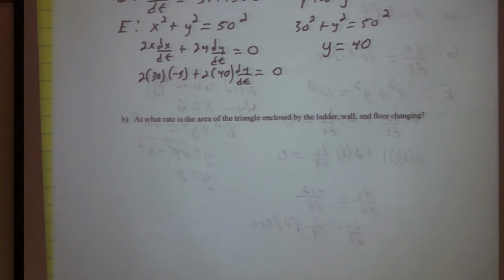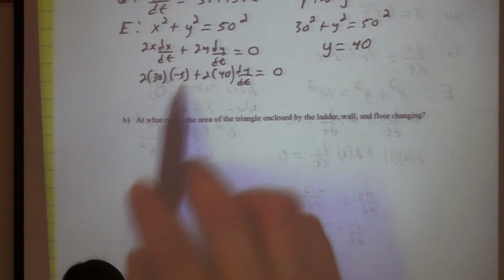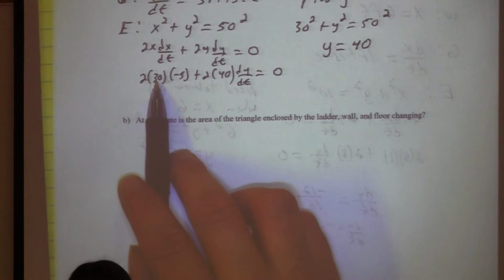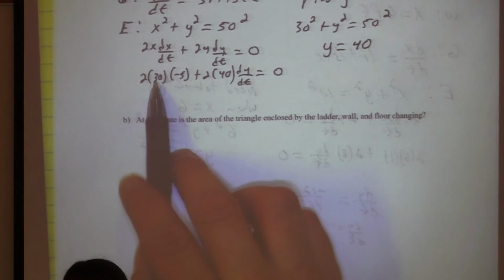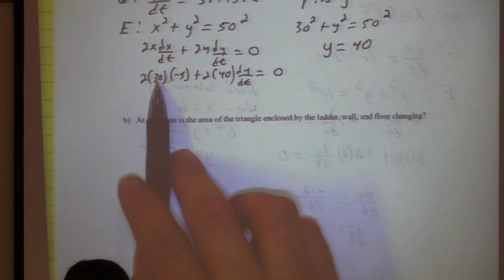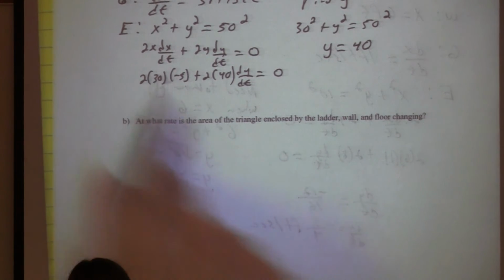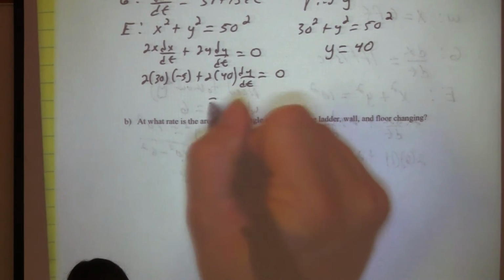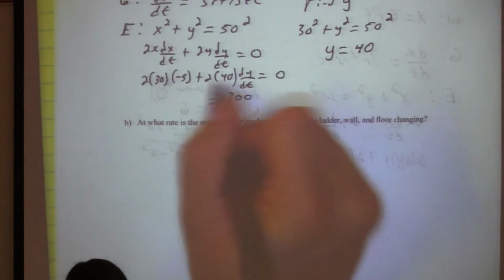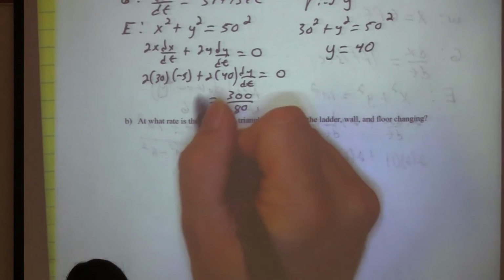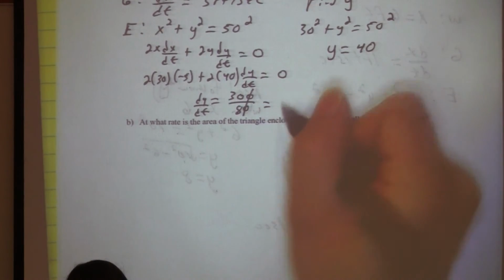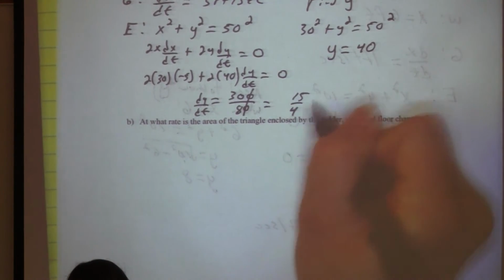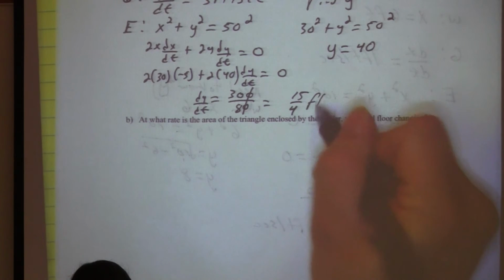Okay, so what's 30 times, oh, let's do 2 times negative 5 first. That's negative 10 times 30. Negative 300, right? And when I move it over, it becomes positive 300. And then we're going to divide it by what? By 80. So dy/dt is equal to 300 over 80. The zeros cancel out. Can we reduce 30 over 8? What would that be? Like 15 over 4. And what would the units be?